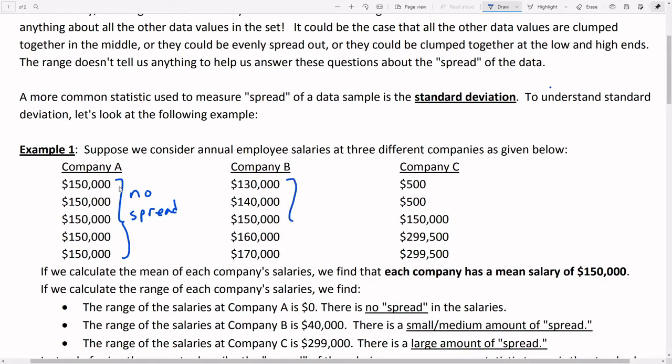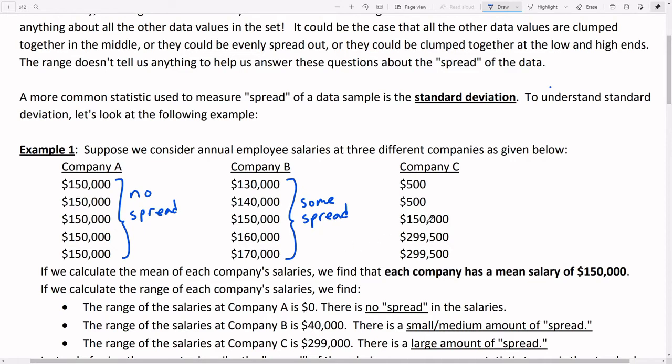Company B, on the other hand, well, there are some differences. There's some spread here, right? There's $40,000 between the person who makes the highest and the lowest, so that's a chunk of change. But besides that, the salaries are all pretty close to each other, right? So there's not too much distance between these salaries overall. Definitely more than here, but not that bad.